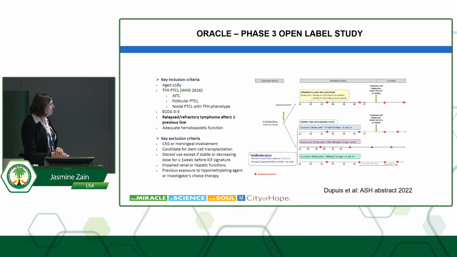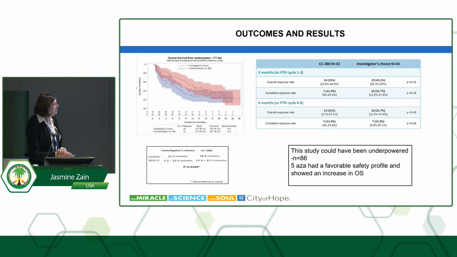They actually looked at patients with T follicular helper subtype based on the 2016 classification. And the investigator's choice arm consisted of either gemcitabine, pralatrexate, or romidepsin. And the treatment arm obviously was 5-azacitidine. And they actually were disappointed at the results because their primary endpoint was progression-free survival, and it did not meet the primary endpoint. So the study was described as being negative, or presented as being negative.